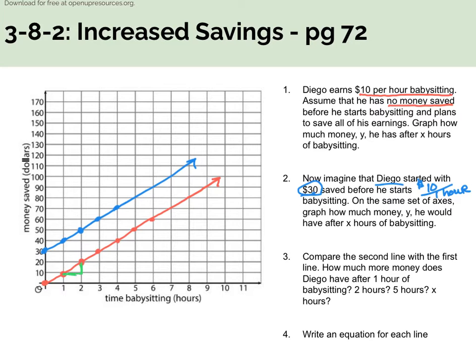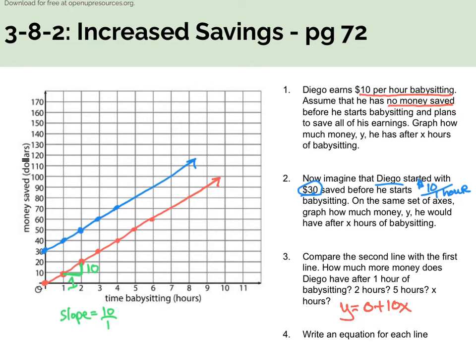So if we do a slope triangle, this is 1 and this is 10. So the k value or the slope for the red line is 10 over 1. And where did it actually start? Well, Diego started with 0 in his bank account. And so let's go ahead and write an equation for the red line. So Diego has 0 in his account and it changes by 10.